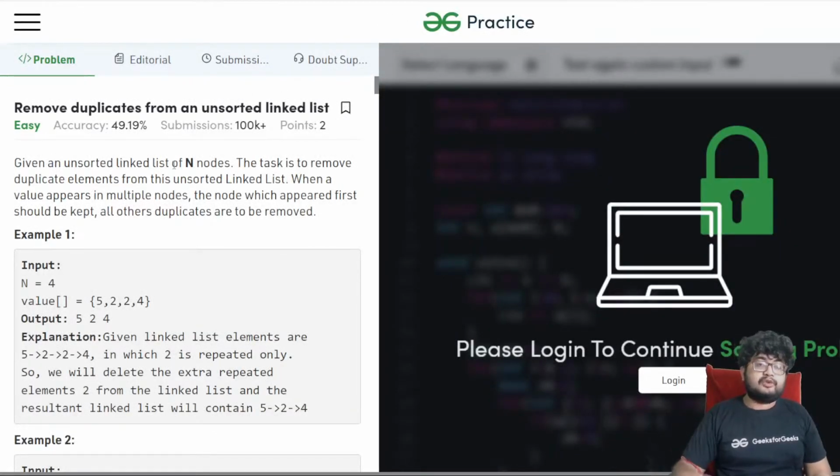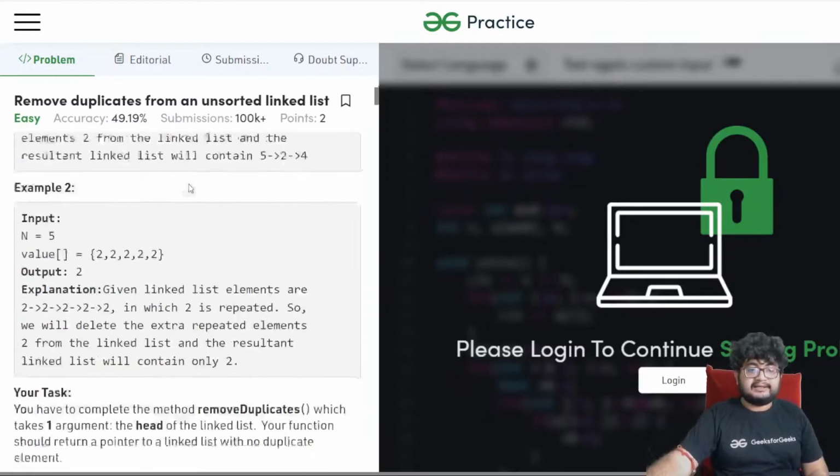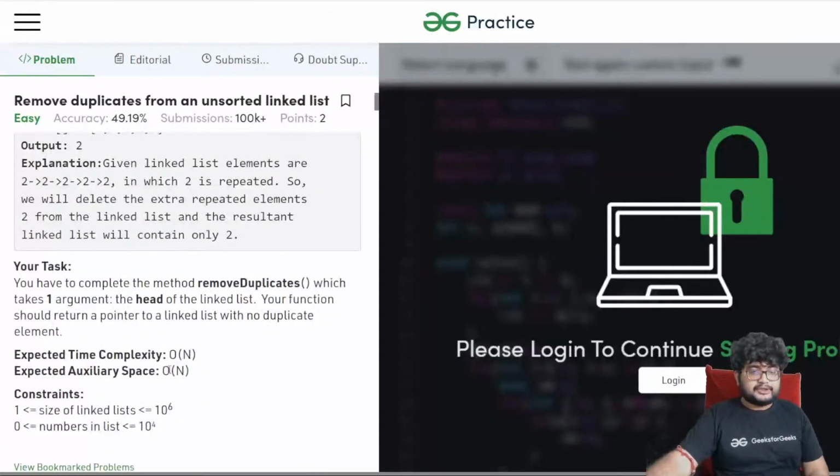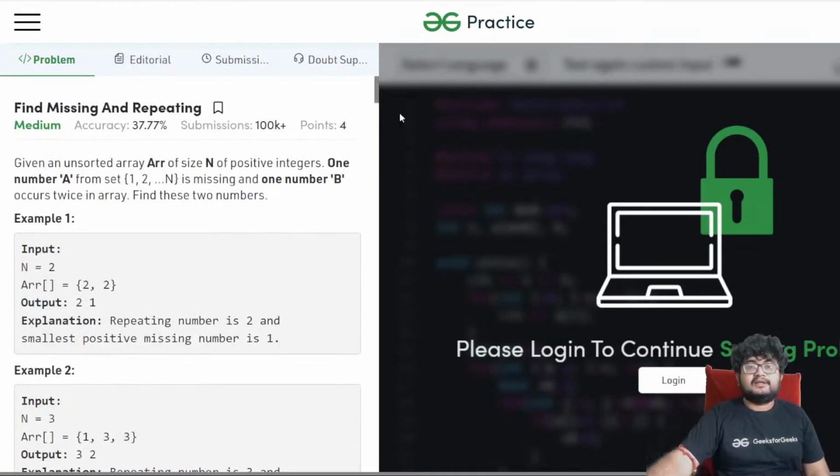Next problem is remove duplicates from an unsorted linked list. You are given an unsorted linked list of n nodes. You have to remove the duplicate elements that are there in the unsorted linked list. You can use order of n space as well, order of n time. It is also a pretty simple question.